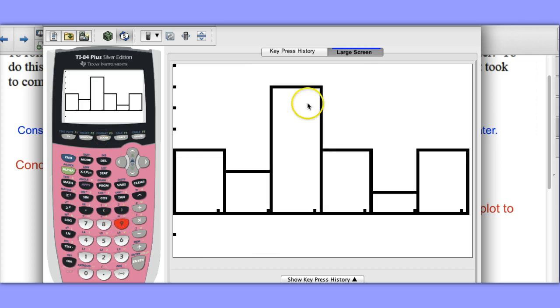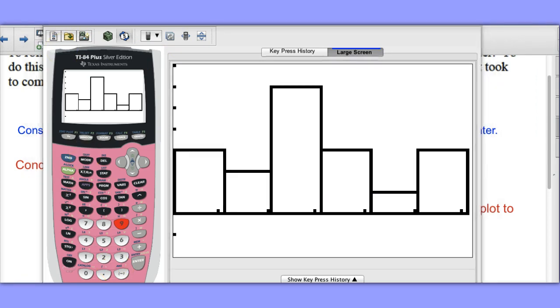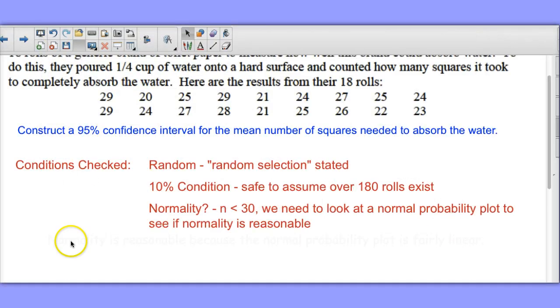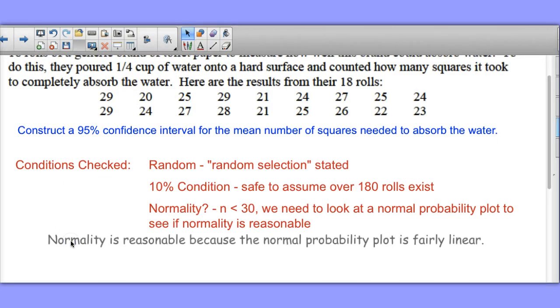There we go. So it seems like normality is reasonable. Just a normal probability plot would have sufficed. You actually didn't need to also do the histogram. So let's go back to the problem and notice that I've made a note here that says normality is reasonable because the normal probability plot is fairly linear. So make sure you say that.